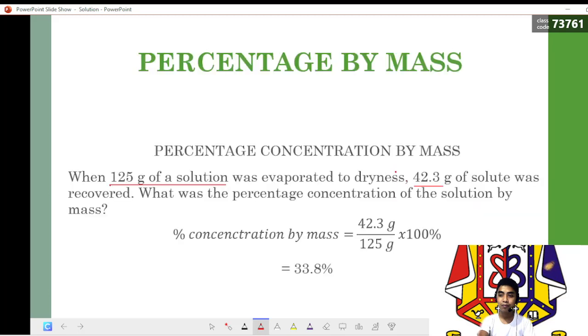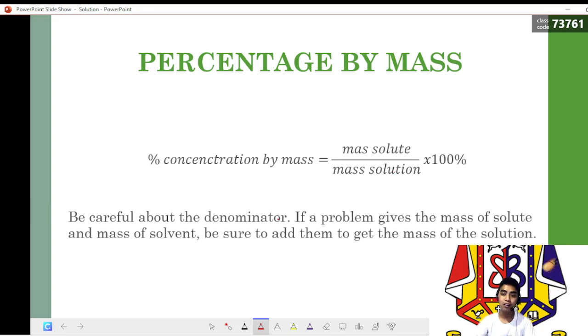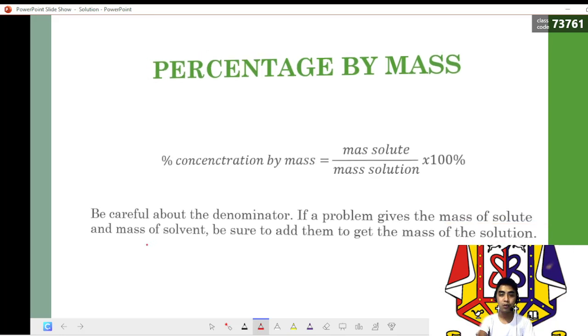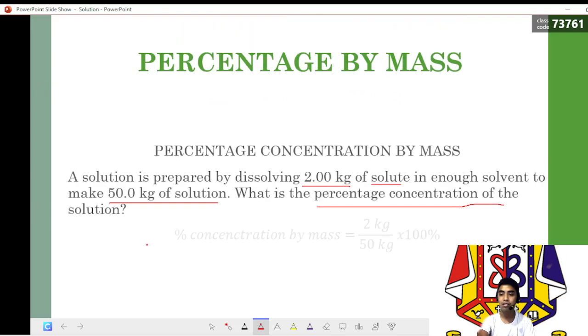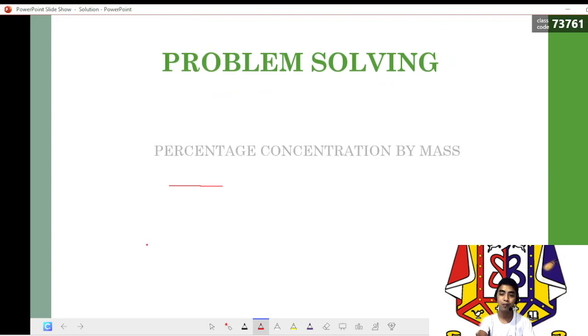Let's go back in the part of our presentation. Be careful about the denominator. If a problem gives the mass of solute and mass of solvent, you need to add them to get the mass of solution. Again, mass of solute and mass of solvent, you need to add them. So, solute plus solvent is equal to mass of solution. So, let's go back to number 1. That is your cue or hint to answer problem number 1.